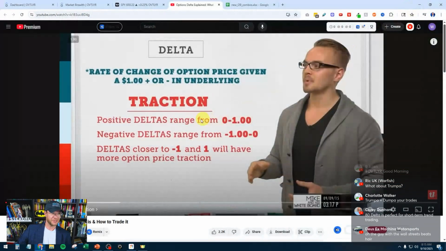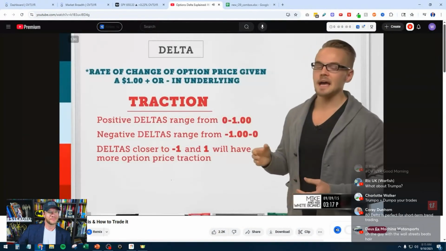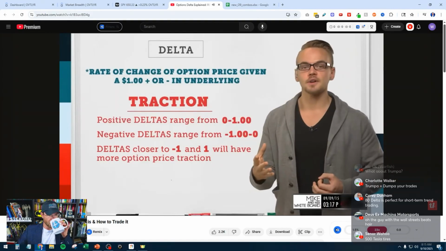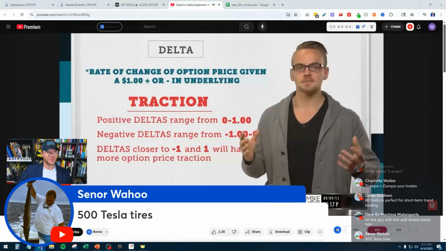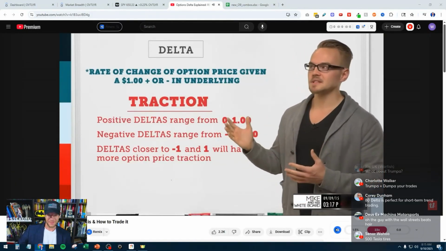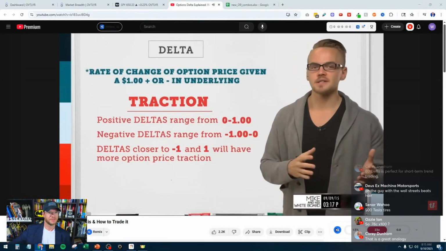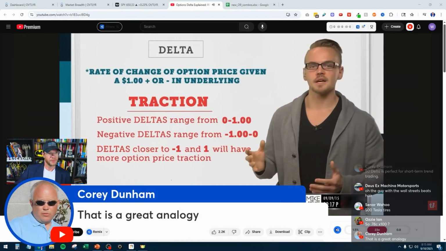That's a decent analogy. I don't mind that one. But if I have basically drag racing tires that are massive and they're going to go with the car, I might have a high delta option. So what this basically means is with traction, the higher delta you have, the higher the option price is going to change in relation to an underlying price.